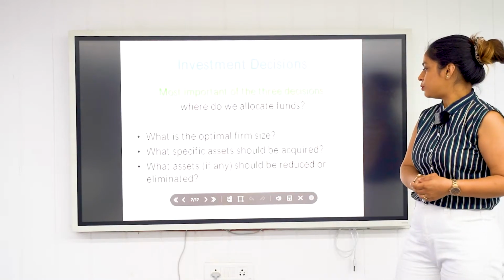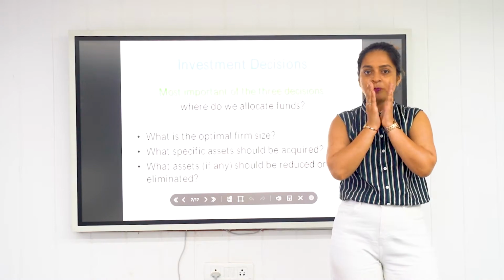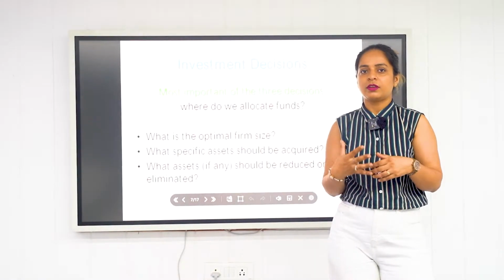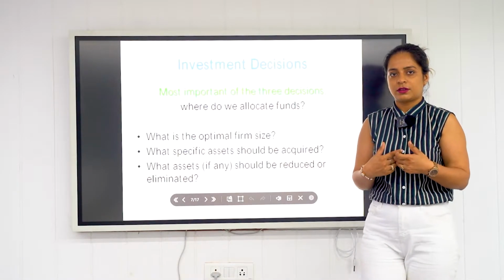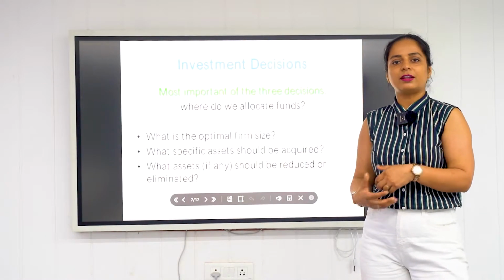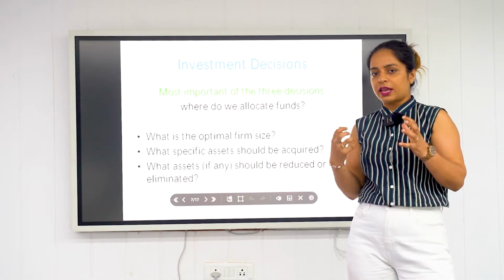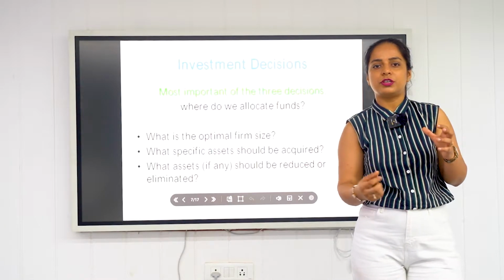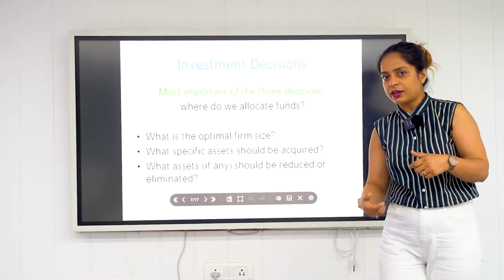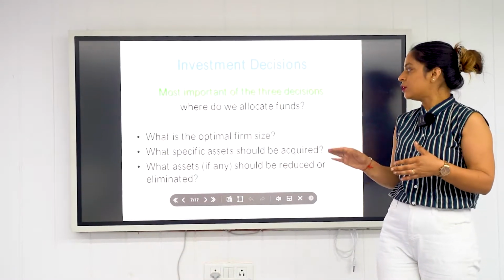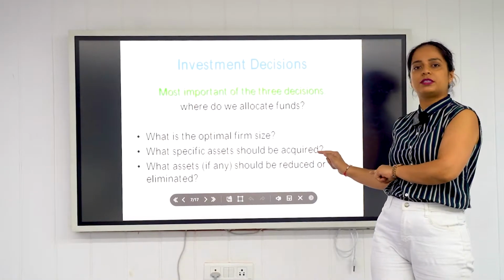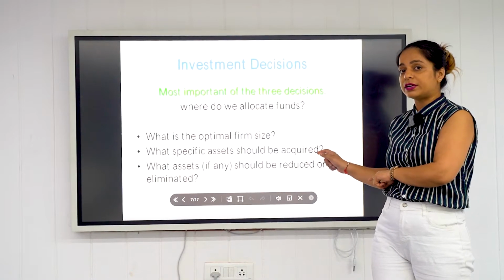Then what assets should be reduced or eliminated? If my organization requires 3 types of machinery and in the market there are 6 types of machinery, can my work be completed with 2 machineries or 1 machinery, if it is possible? So in which assets I could add, in which assets I could reduce, and save money. So these are the 3 important types of decision, because from this investment decision we would calculate our returns, right?